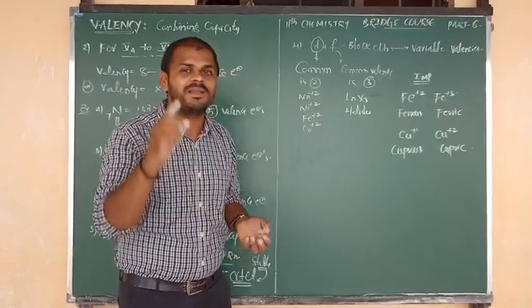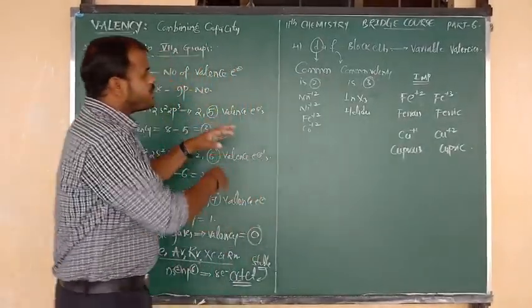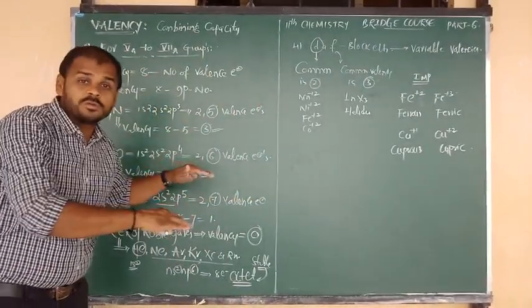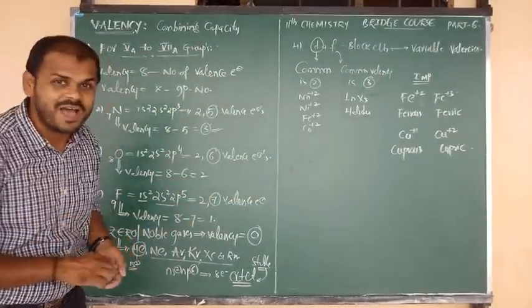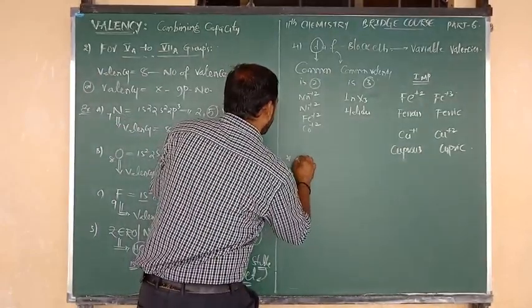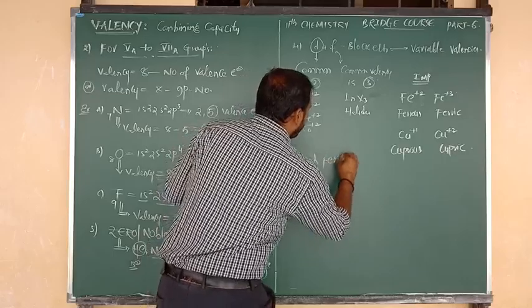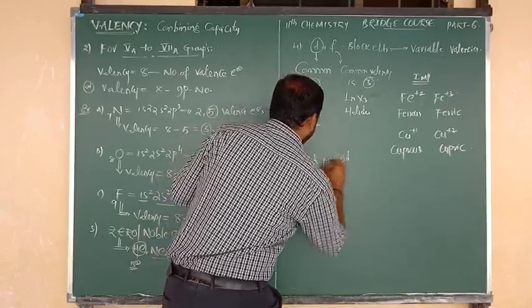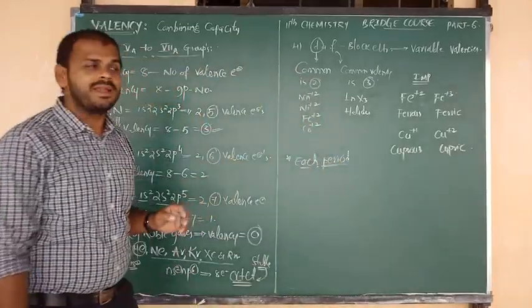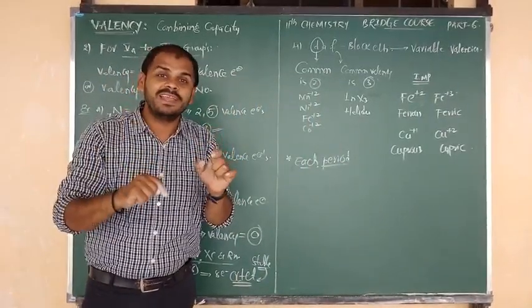Last and final point, one more point I want to give you. Up to now I have told you with respect to groups only. But what about period? One short information I want to give you. Yes, this point is also try to remember. What are the total number of periods in our periodic table? In the periodic table, total 7 periods are there.